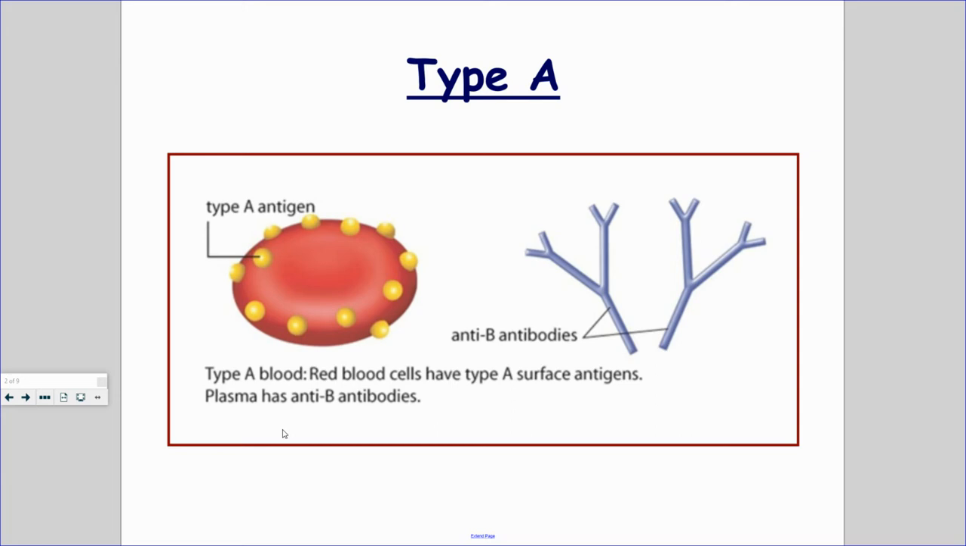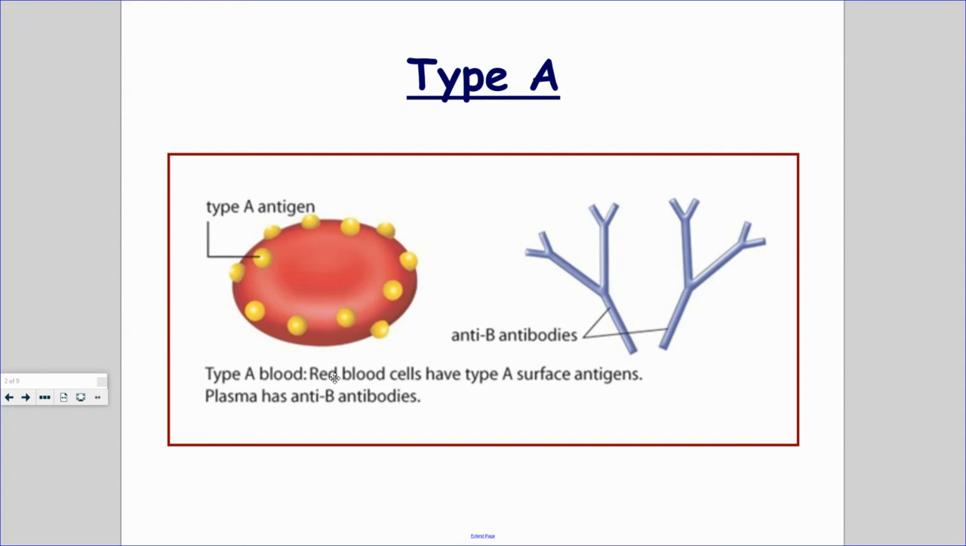You'll notice that my antigens have a circular shape, whereas my antibodies have a V shape. So type A blood has a red blood cell that looks like this, and it has antibodies that look like this. In the antibodies present portion, you're going to draw these guys right here. These are called anti-B antibodies. Essentially, they match B antigens, but we don't want them to match our A. So we have B type antibodies in our blood if we have type A blood. So that's our type A.